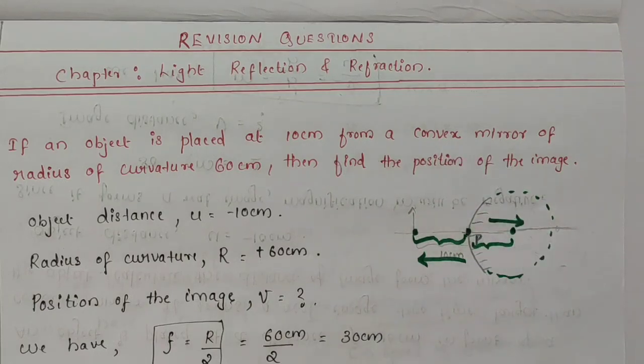Then find the position of the image. That is, we want to find the position of the image, or image distance, usually represented by the letter v. We have the relationship focal length f is equal to radius of curvature divided by 2, that is, f is equal to R by 2. Using this, the focal length of this convex mirror is 60 cm divided by 2, which is 30 centimeters. It is plus 30 because the focal length of a convex mirror is positive.